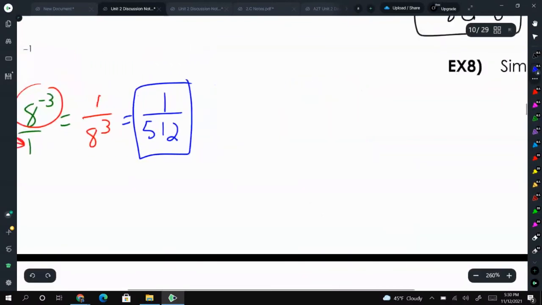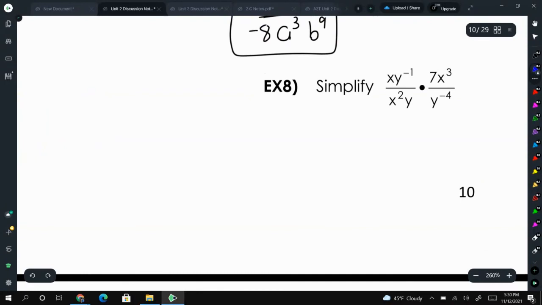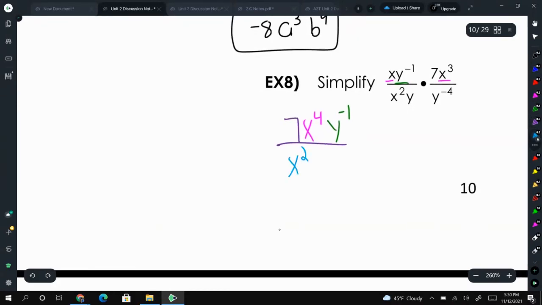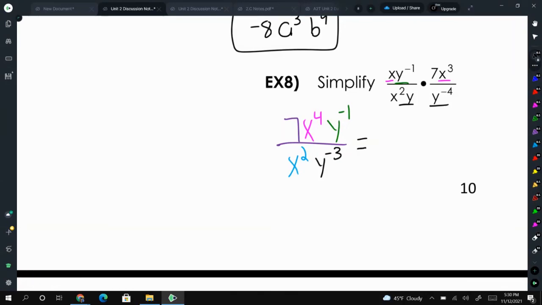And finally, when we multiply fractions, we multiply straight across. So I'm going to do that first. X times x to the 3rd is going to be x to the 4th. You have y to the negative 1. And then we have that 7 in front over x squared. And then I'm going to do y times y to the negative 4. That's going to give me y to the negative 3. Because remember, when you multiply, your exponents get added.